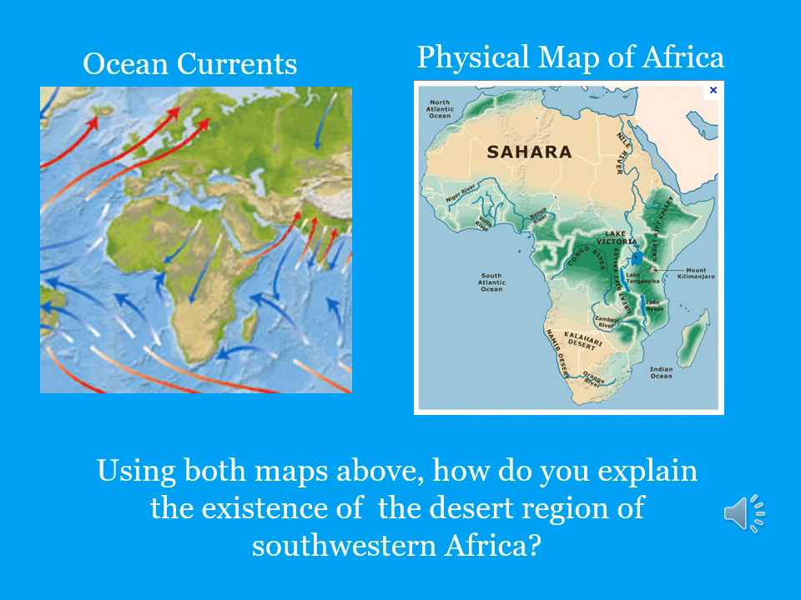Now, another issue there too is that along the, let's say, northwestern coast of Africa, right around the Sahara Desert, are the Atlas Mountains that also act as a mountain barrier, which creates a rain shadow that also contributes to the Sahara Desert.